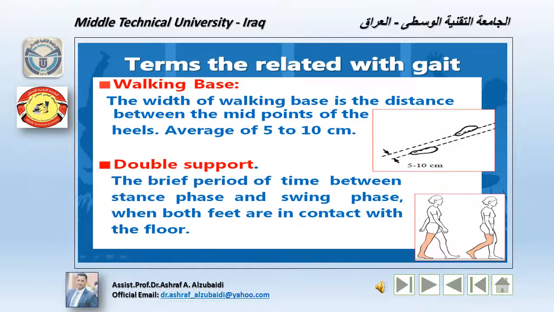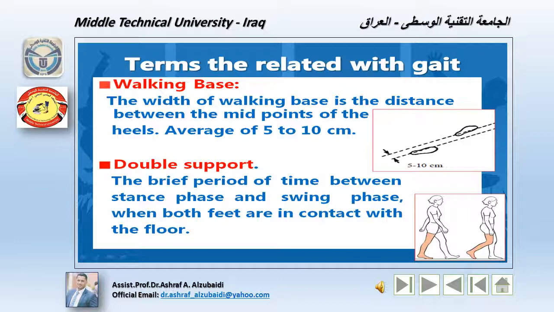After we know how to define gait and how to describe the gait cycle, we will now go to some terms related to gait. The first one is walking base, by which we mean the width of the walking base, or the distance between the midpoints of the heels. The average walking base is between 5 to 10 centimeters.